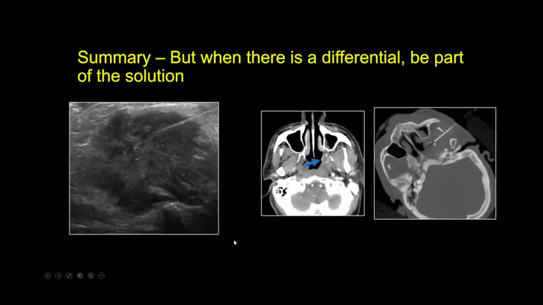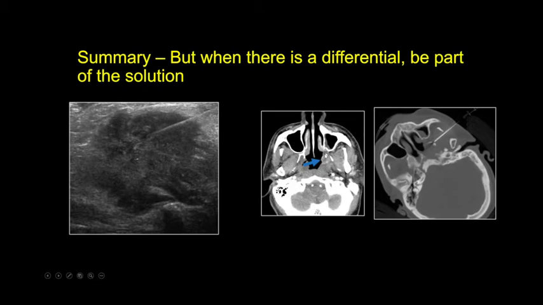But when there is a differential, it's important for us to be part of the solution. This was a large mass. We weren't sure how to prove it. They couldn't see it endoscopically, so we did an ultrasound guided biopsy. You just need to do 3 passes in here, get a lot of material, put it in for cell block, and you can prove that this is recurrent tumor.